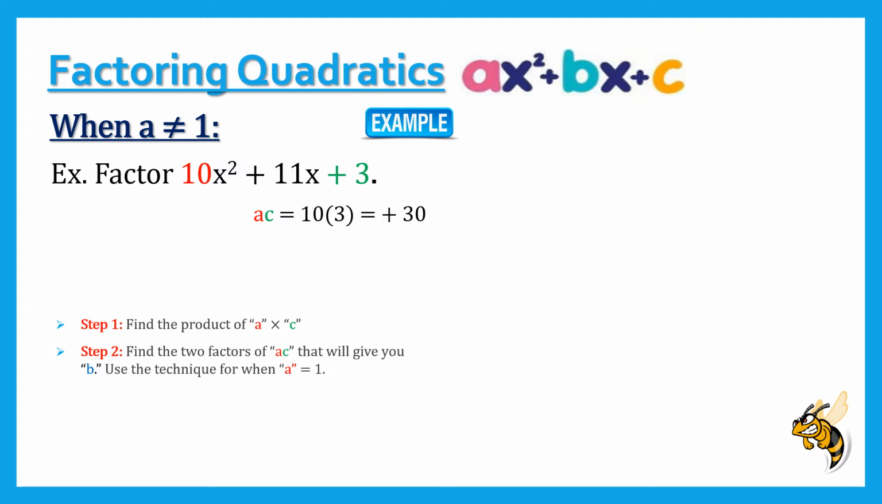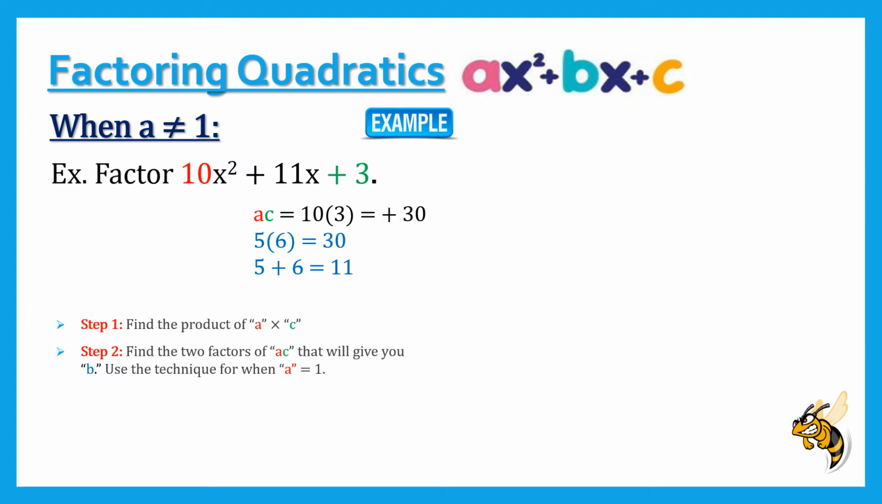Find the two factors of a times c that will give you b. Use the technique for when a is equal to 1. So what do we want to know? We want to know two numbers that multiply to give me 30, but if I add them, it will equal 11. And those two numbers are 5 and 6. 5 times 6 is equal to 30, and 5 plus 6 is equal to 11.